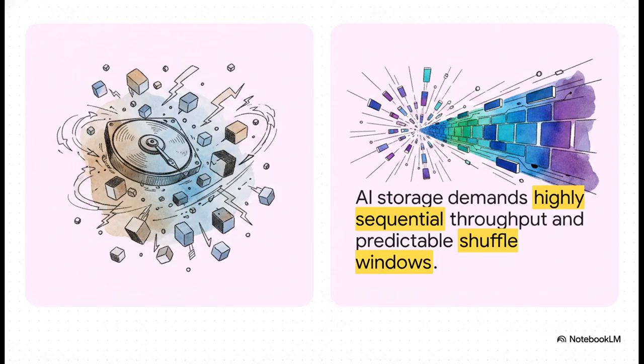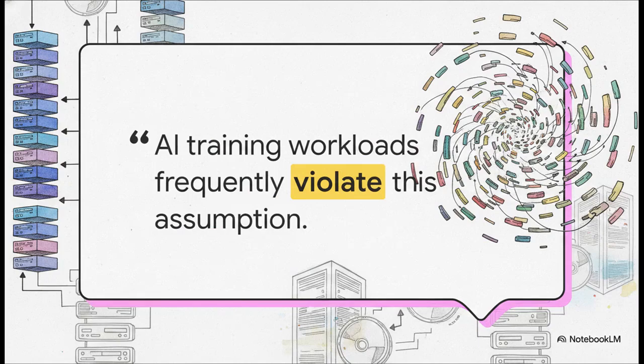AI demands highly sequential throughput and very predictable shuffle windows. It's wild, but the exact same massive dataset is often read in the exact same order over and over again across multiple training epochs. And here's why that matters. AI's massive sequential shuffle windows literally break traditional least recently used, or LRU, caching assumptions. When you're creating these large randomized windows to keep your training quality high, your old caching strategies become instantly useless. They just don't work anymore. You absolutely need deliberate, planned data movement instead of hoping the cache catches it.